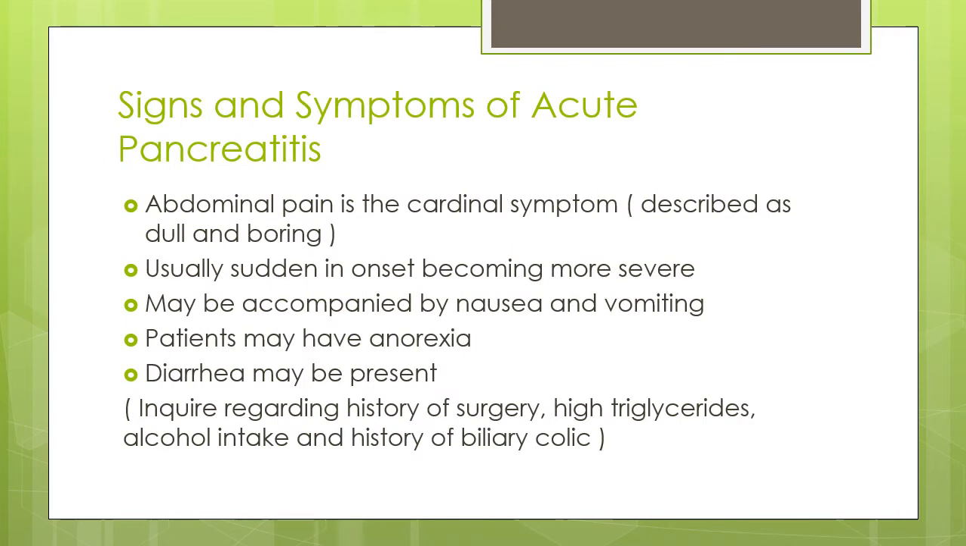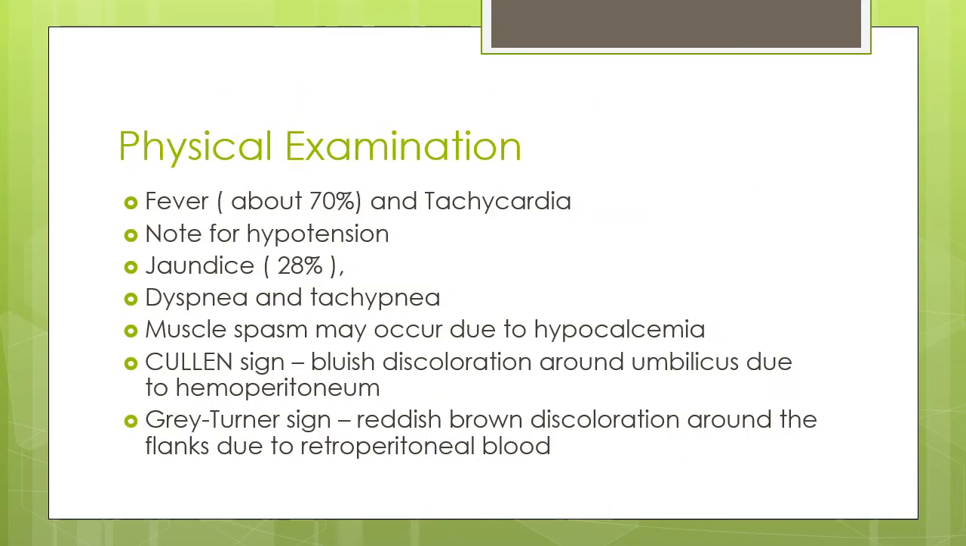Abdominal pain is the foremost symptom of acute pancreatitis. It is sudden in onset, may be severe, accompanied at times by nausea and vomiting. Anorexia itself serves as a sign not to start feeding the patient. It may also be accompanied by diarrhea. On physical examination, patients may have fever and jaundice. Hypotension, dyspnea, and tachypnea are danger signs of severe acute pancreatitis. Muscle spasm may also occur due to hypocalcemia.